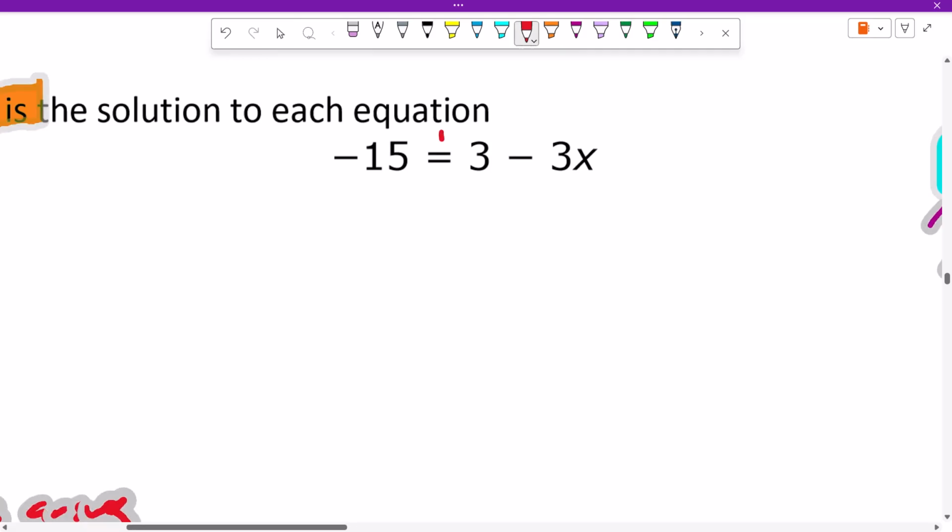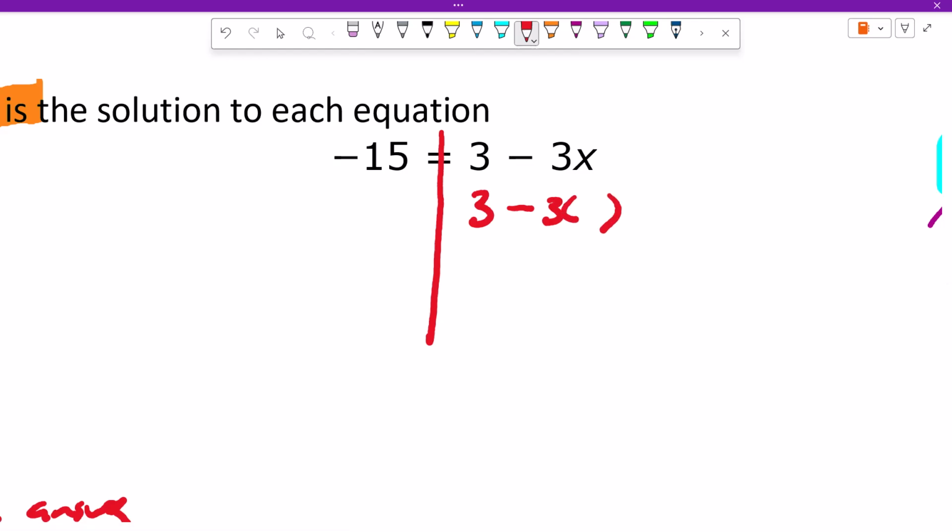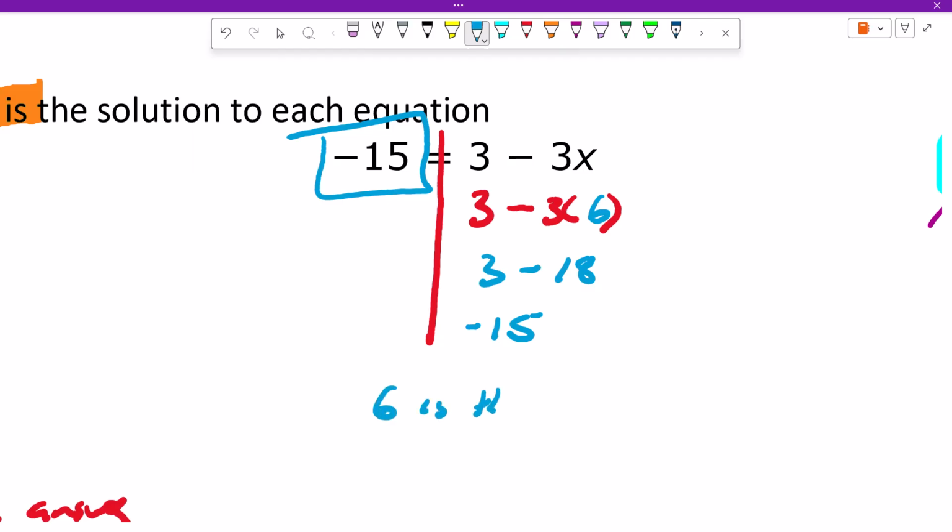Like on this one, we go 3 minus 3 brackets. And where we see the x is where you put the 6 in. So 3 minus 18. Right? What's 3 minus 18? Negative 15. Oh, yeah. And it equals this side. So then 6 is the answer.